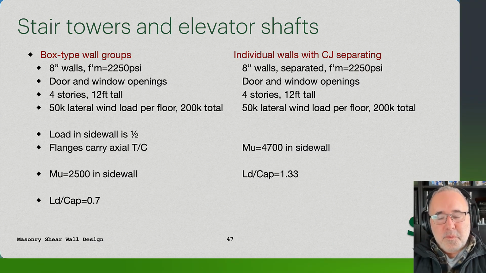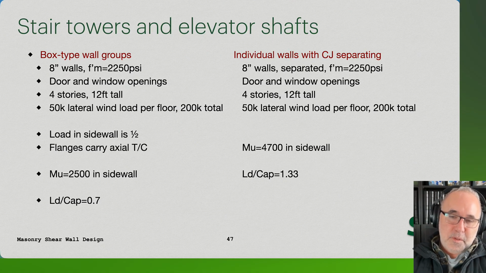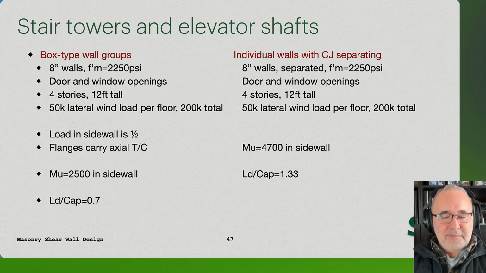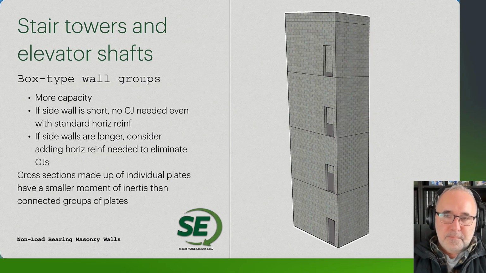If I have individual walls, though, I have really only the walls in the direction of the load that resist all of the moment and shear. So I can have a lot less moment capacity, a lot less of an ability to place reinforcement away from the centroid. So we do often have a lot less capacity in those situations. This is just one example. In this case, it was about half the capacity by having individual walls instead of a boxed wall group. So again, keeping all of those walls together gives us a lot more capacity.